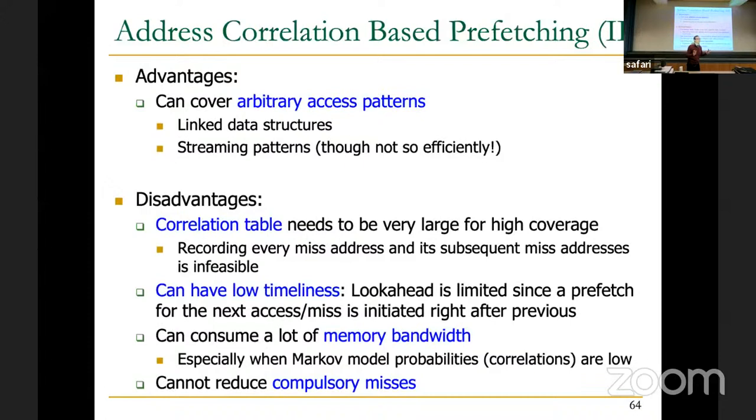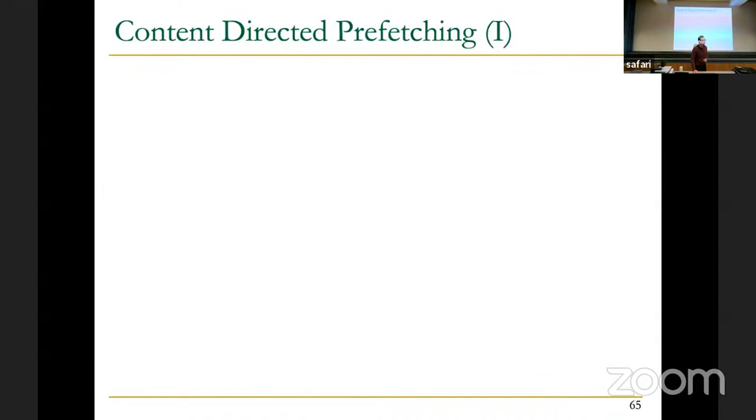So delta correlation is a special case of these address correlation prefetchers. You don't store the missed addresses, you just store the deltas. Now, once you go into the delta space, you're not tracking absolute addresses, you're just tracking deltas. So if you do delta correlation, you can actually reduce the compulsory misses. But as it's proposed, if you just track absolute addresses, you cannot reduce compulsory misses. So it's always good to go to the delta space, if you will, if you're in the prefetcher design space. Okay, any questions on this?